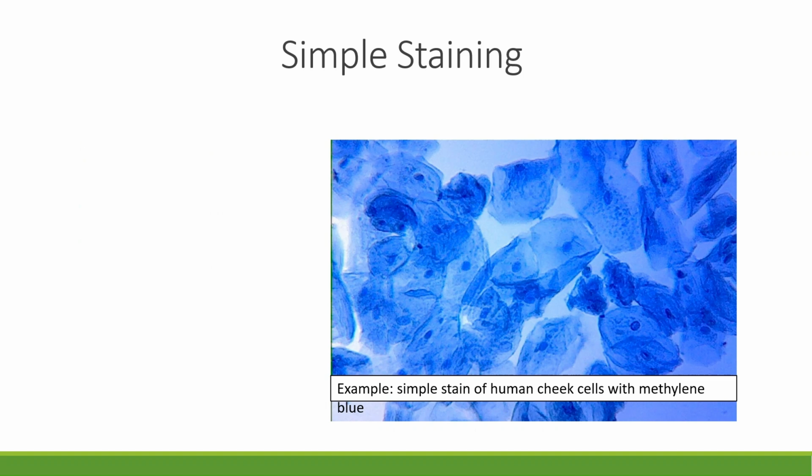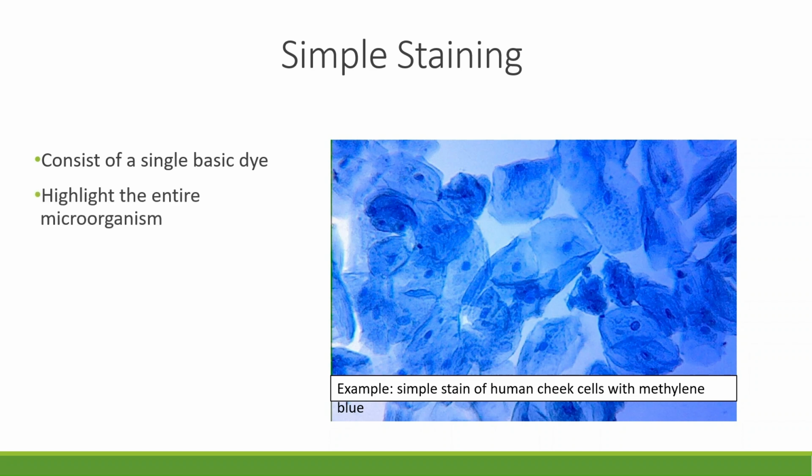There are three different kinds of staining techniques that we can do here. The first and simplest one is simple staining. It uses just a single basic dye. And remember, basic dyes are going to attach to the outside of the cell. This is going to highlight the entire microorganism and allows us to visualize the cell shape and sometimes some internal structures. In the example you can see here, this is methylene blue, a very common basic dye that we use in the lab. And we've stained human cheek cells here.